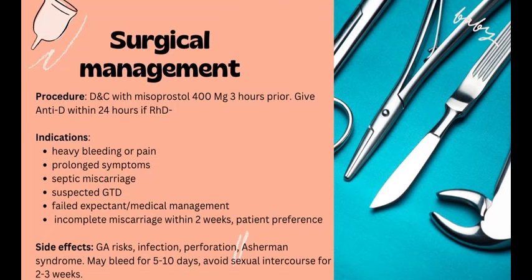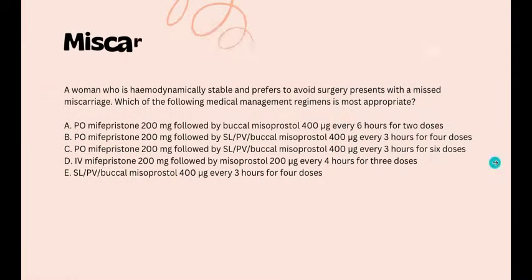So this is similar to any other surgery. They have general anesthetic risks that they need to be informed of. There's a risk of perforation. There's a risk of Asherman syndrome. So this is when the patient can get some scarring and some surgical complications, which decreases the chance of fertility in the future. And the patient may bleed after this for 5 to 10 days. But surgical options are usually better for patients that are more unstable because the blood loss from a surgical management is less than from a medical approach.